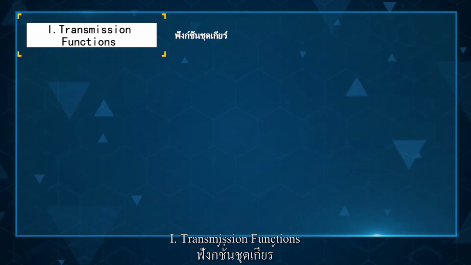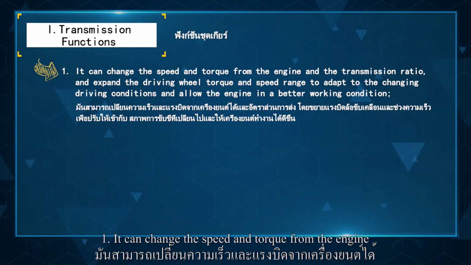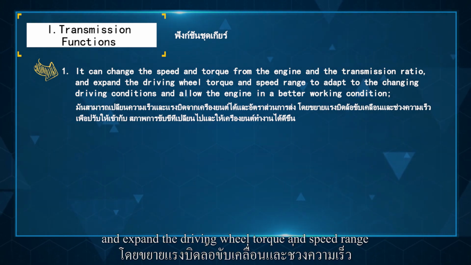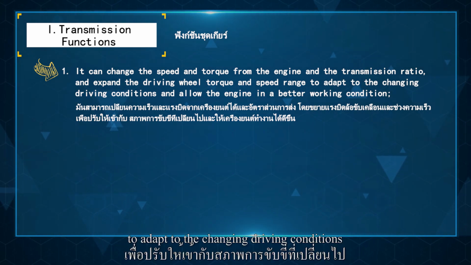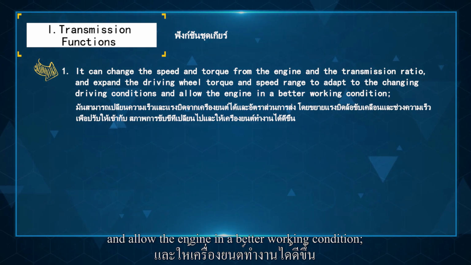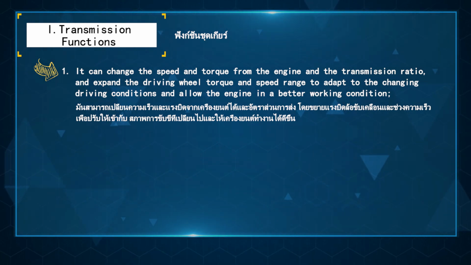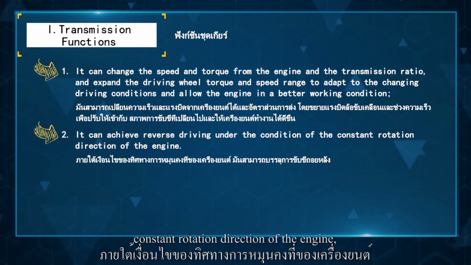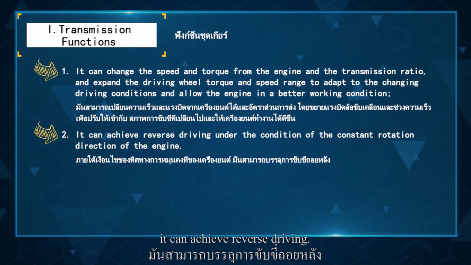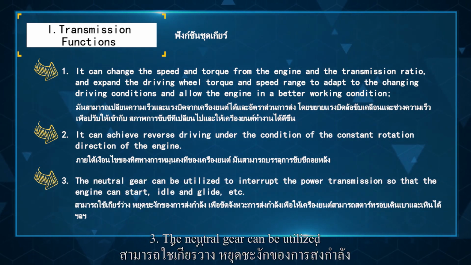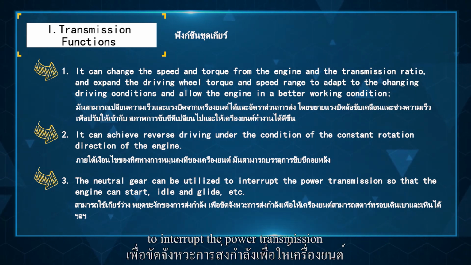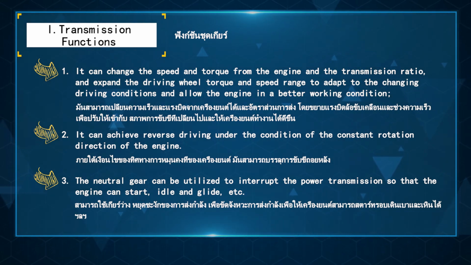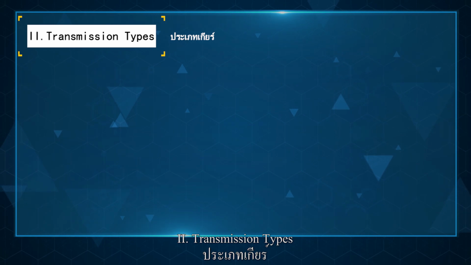1. Transmission functions. 1. It can change the speed and torque from the engine and the transmission ratio, and expand the driving wheel torque and speed range to adapt to the changing driving conditions, and allow the engine in a better working condition. 2. Under the condition of the constant rotation direction of the engine, it can achieve reverse driving. 3. The neutral gear can be utilized to interrupt the power transmission, so that the engine can start, idle, and glide, etc.